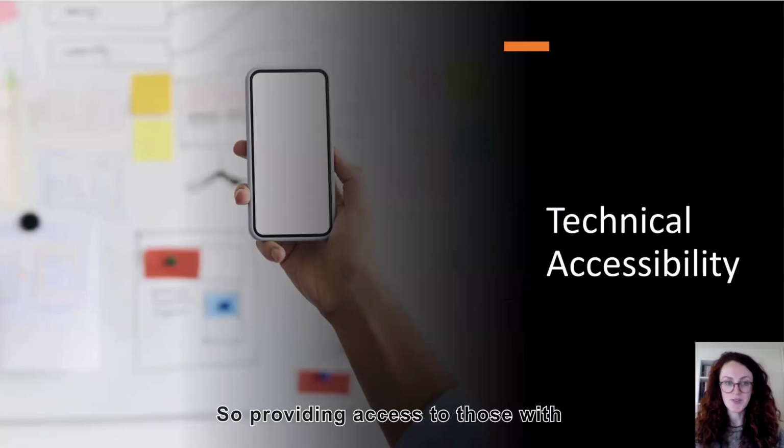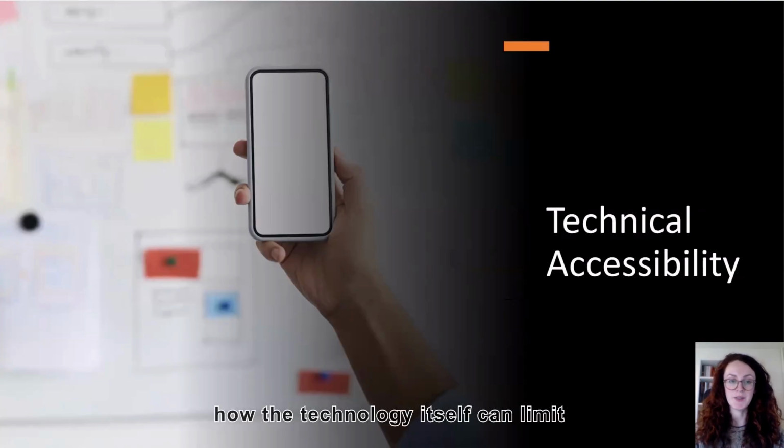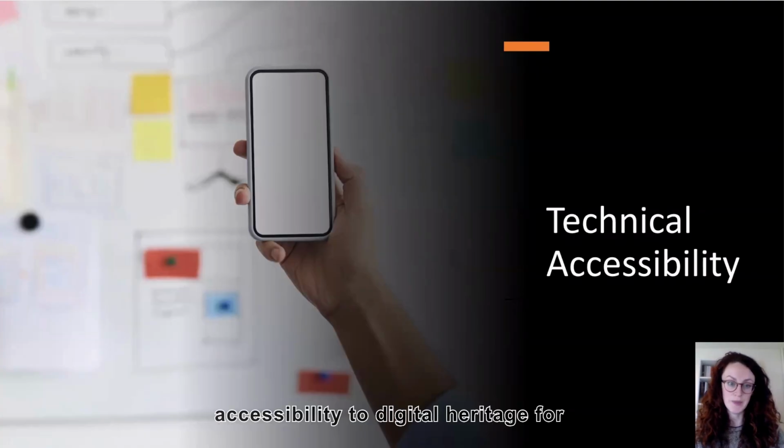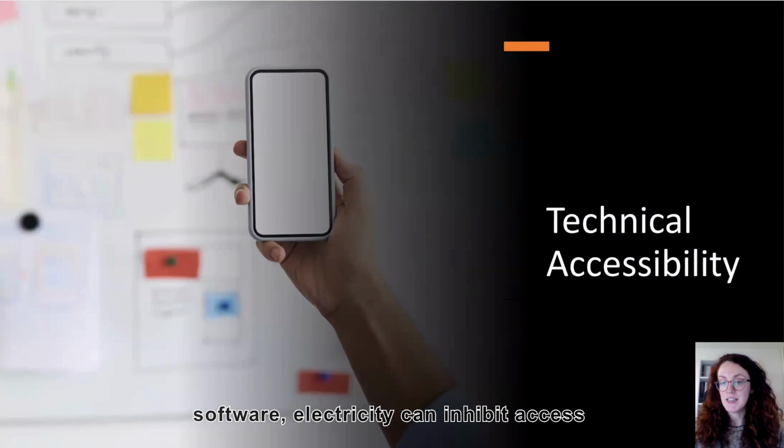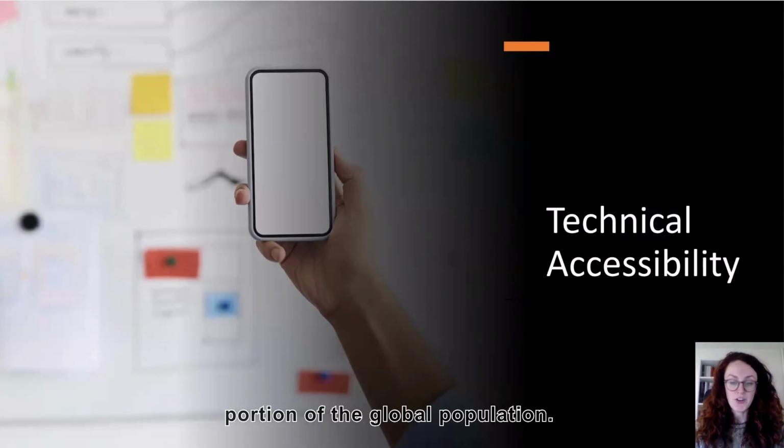So providing access to those with disabilities is not the only consideration. Also, how the technology itself can limit accessibility to digital heritage for many people. The price of hardware, software, electricity can inhibit access, which can result in the digital divide, which still affects a large portion of the global population.